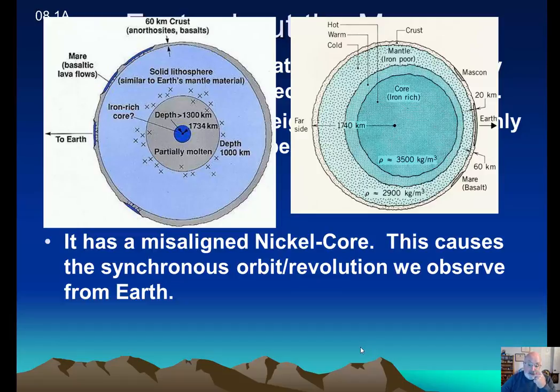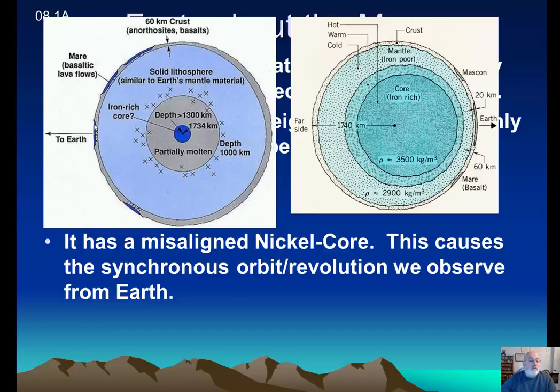It also has a misaligned nickel core, very much like our core, probably. If you take a look at this picture, you can see the crust is a little thinner on this side than this side. It's sort of skewed off on this one. This one shows a little, probably more drastic, but it actually is pulled towards the Earth, which gives us that synchronous orbit or synchronous revolution where we see the same side of the moon all the time.